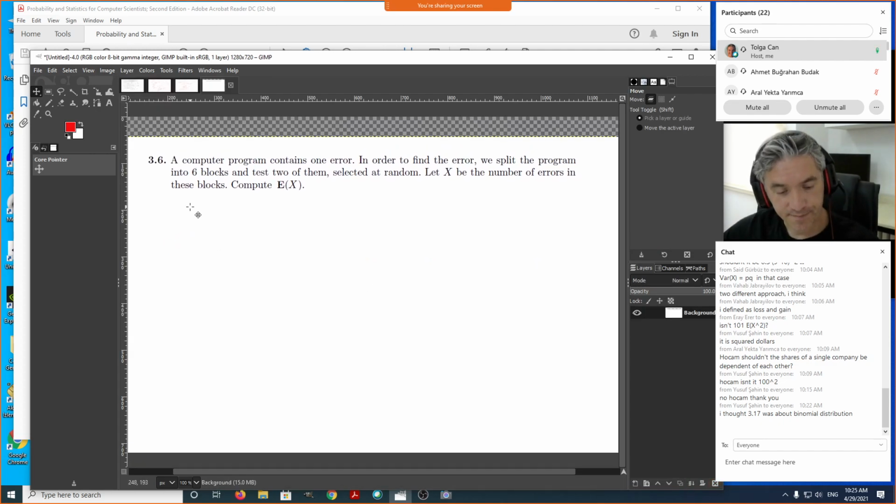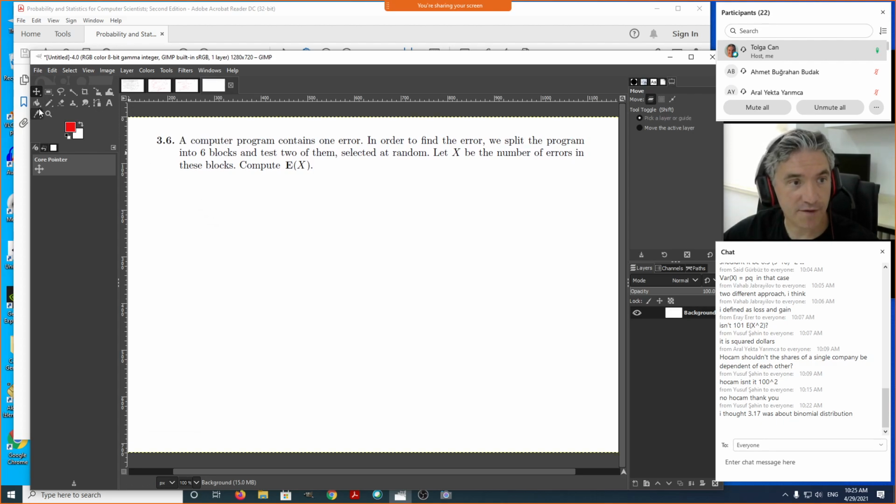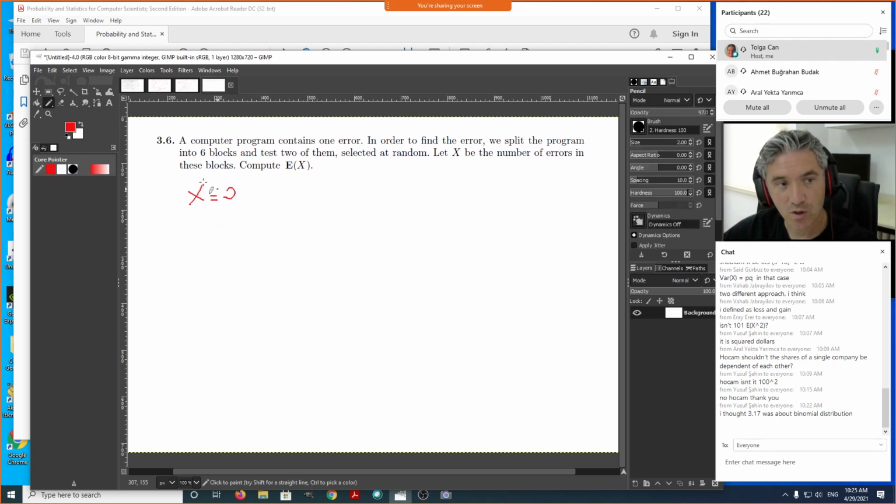Okay, x can either have a value 0 or 1. The number of errors in these blocks. So we just selected 2 blocks. There's a program which is divided into 6 parts: 1, 2, 3, 4, 5, 6. And one of these blocks is supposed to contain an error. We know that there's one error in this one. So the probability that a single block contains this error is 1 over 6.